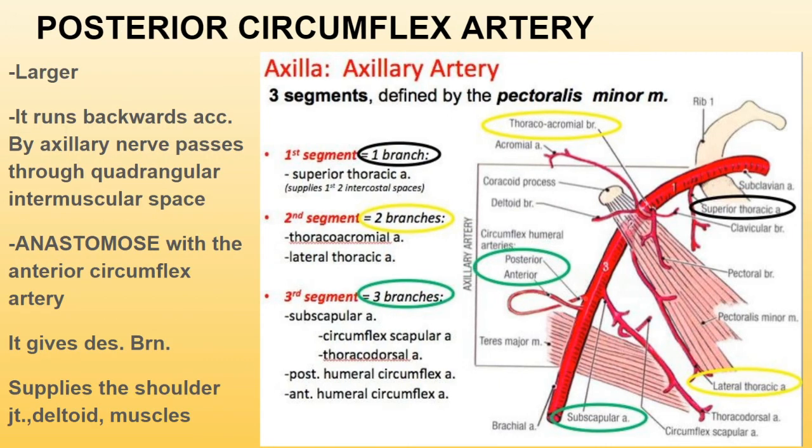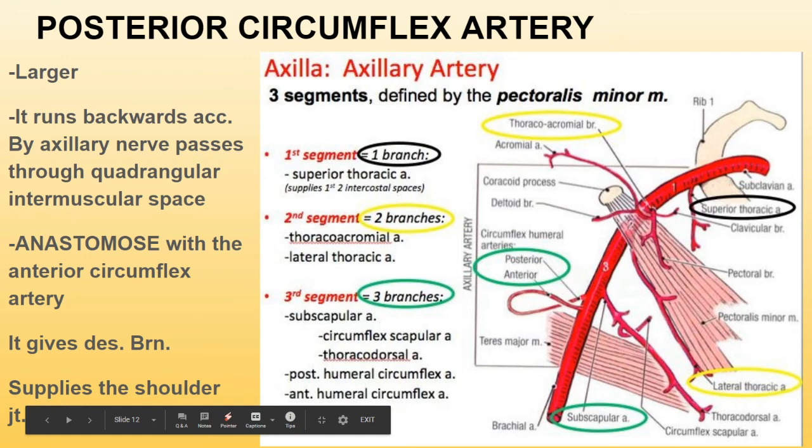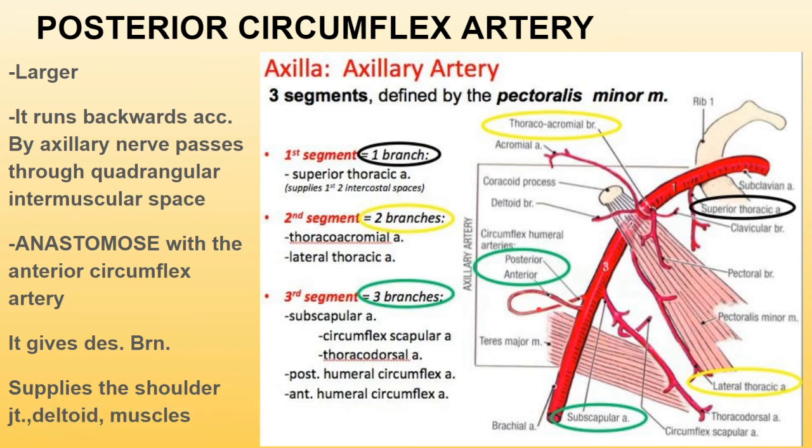Now the posterior circumflex humeral artery, another branch of the third segment, and this is comparatively larger than the anterior one, and the posterior circumflex humeral artery actually also emerges or begins at the lower border of the subscapular muscle, and it runs laterally and backward and then passes through the quadrangular space and ends by anastomosing with the anterior circumflex humeral artery around the surgical neck of the humerus.